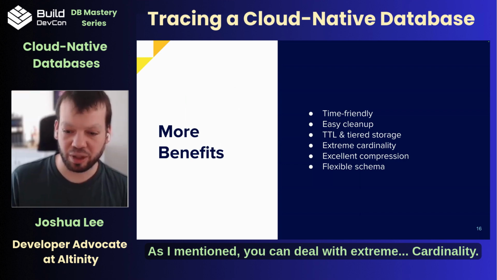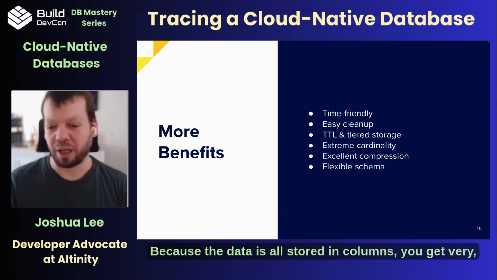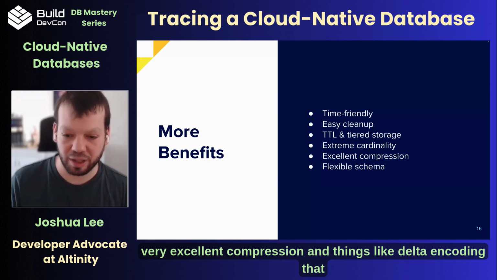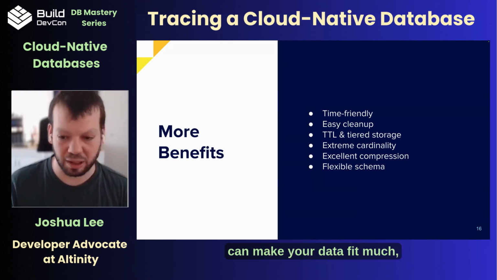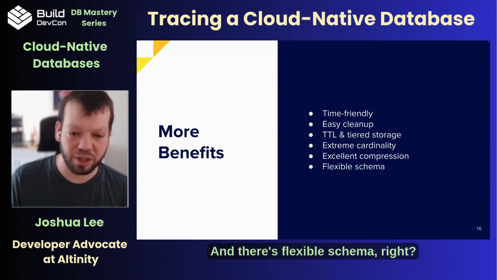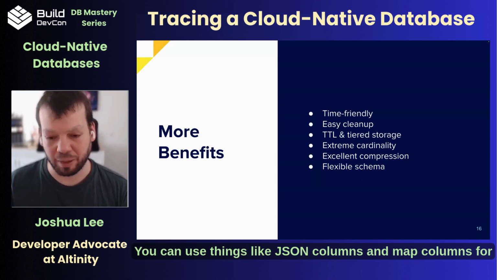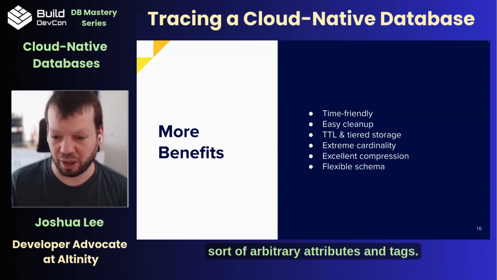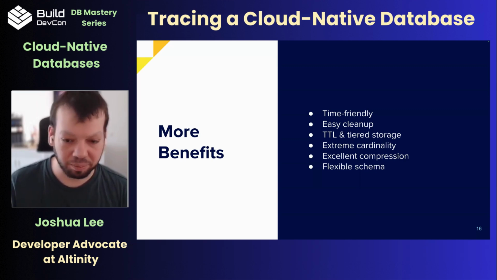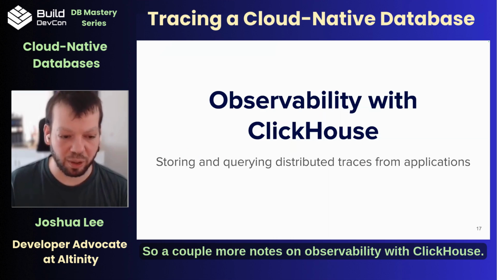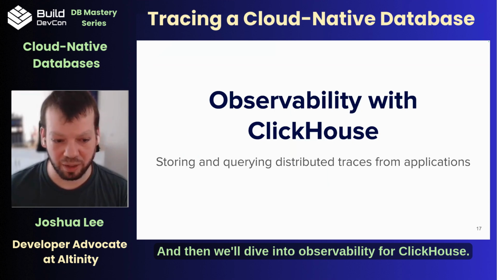As I mentioned, you can deal with extreme cardinality. Because the data is all stored in columns, you get very excellent compression and things like delta encoding that can make your data fit much more compactly on disk. And there's flexible schema, right? You can use things like JSON columns and map columns for arbitrary attributes and tags. So a couple more notes on observability with ClickHouse, and then we'll dive into observability for ClickHouse.